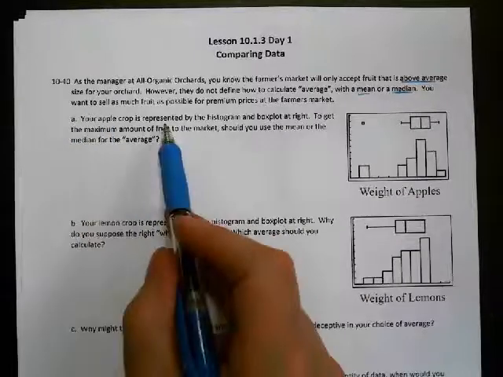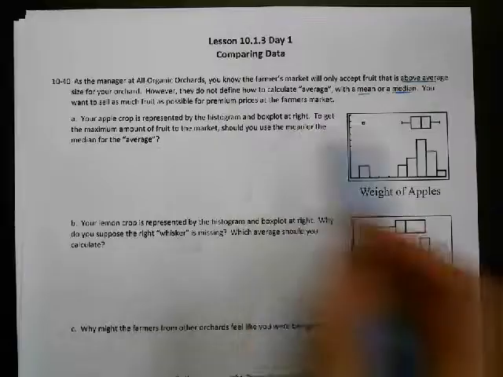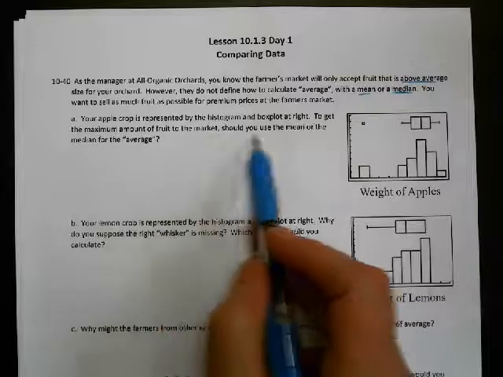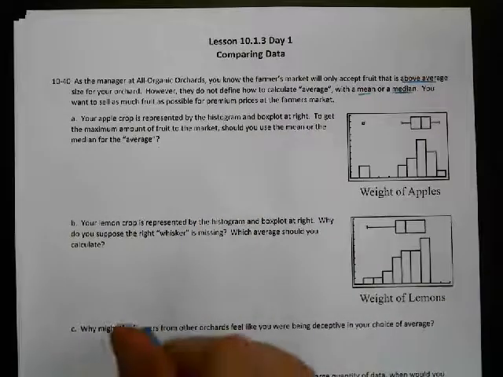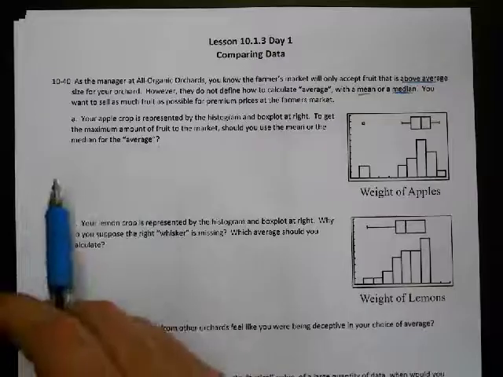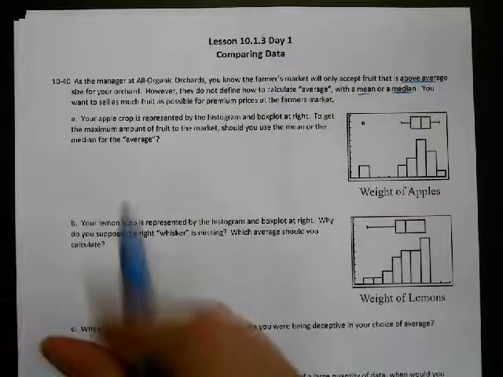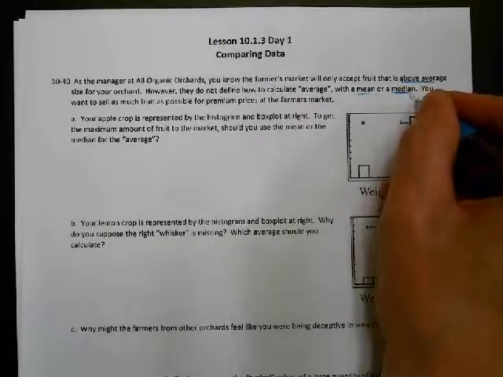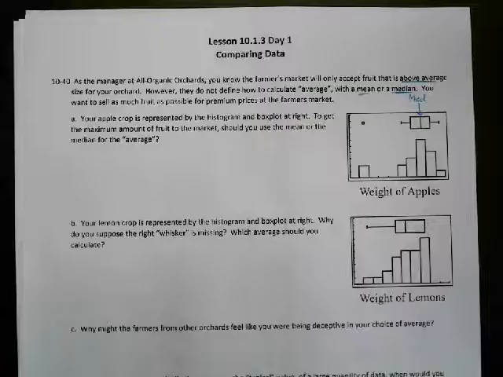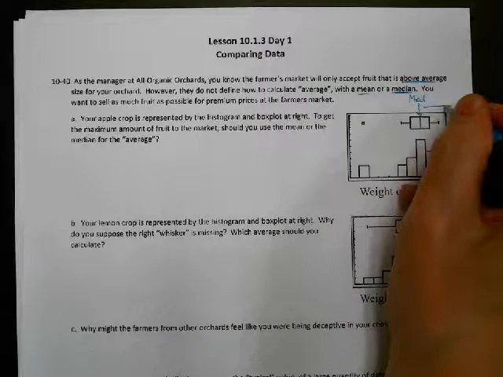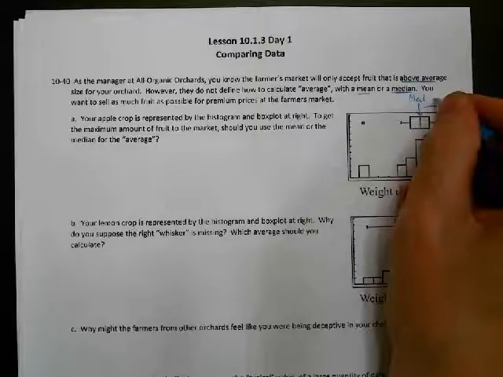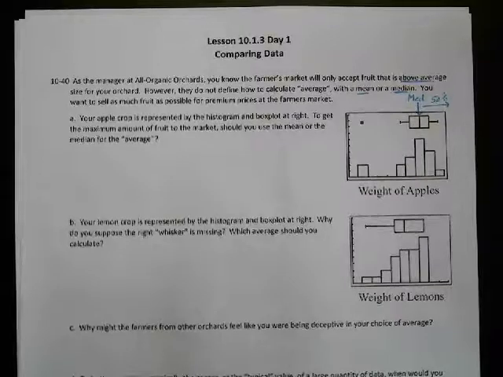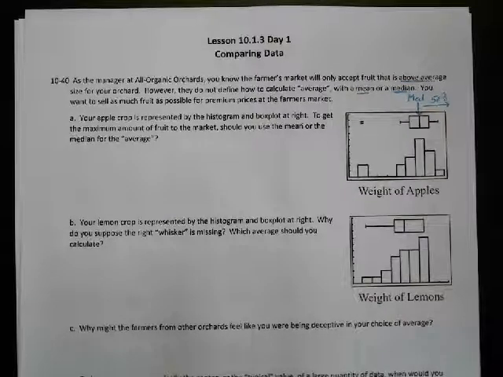size. All right, so our apple crop is represented by this histogram and box plot over here. To get the maximum amount of fruit to the market, should you use the mean or the median for our average? Since they didn't tell us to use mean or median, looks like we get to decide. Well, here's our median right there, and I know that 50% of my data is over here. So that's 50% of my data. If I want to take half of my stuff, I'm going to use the median.